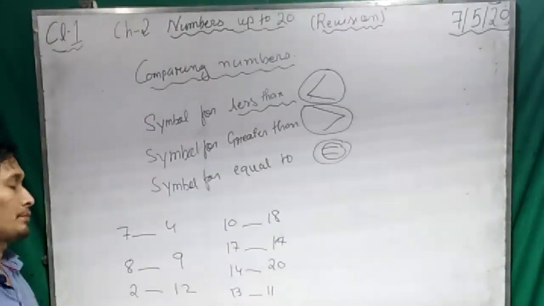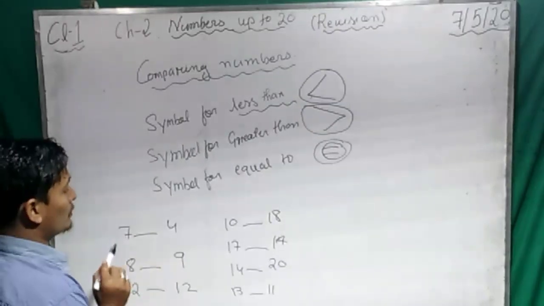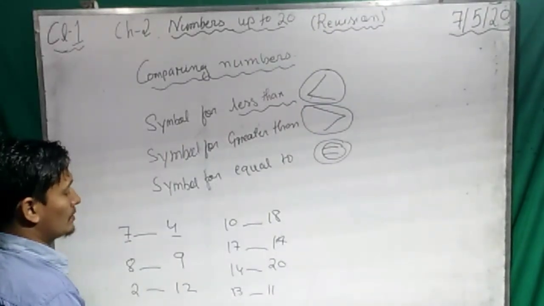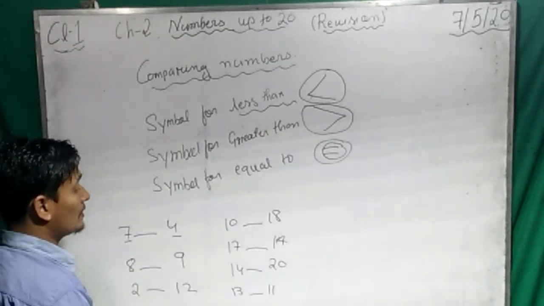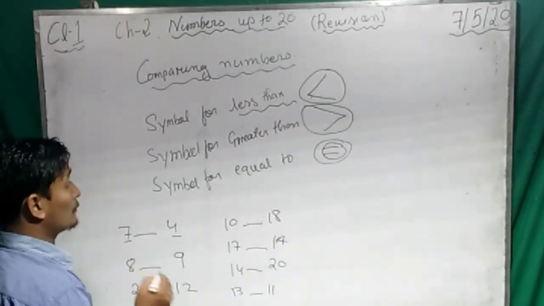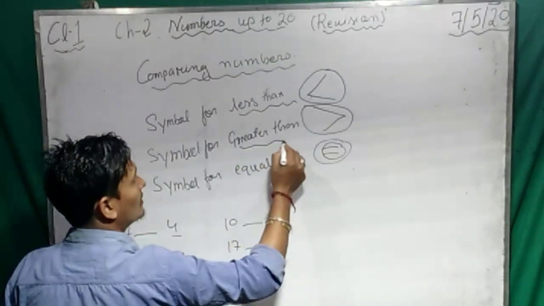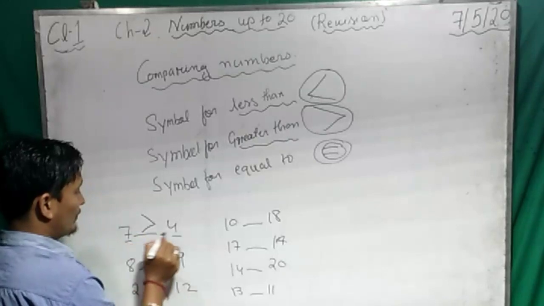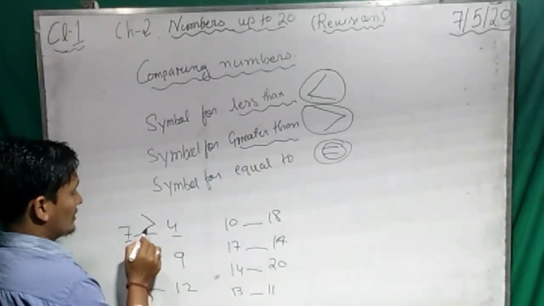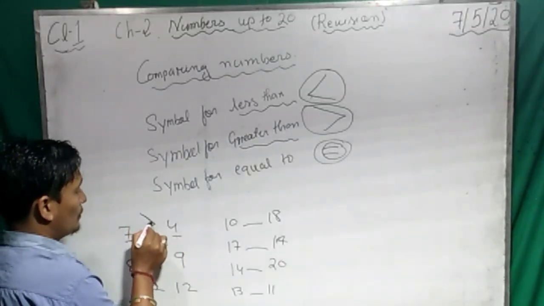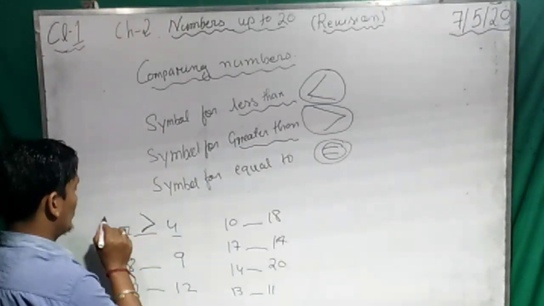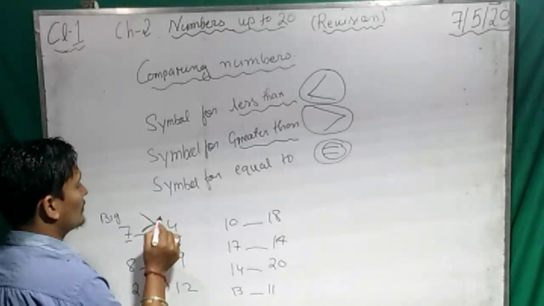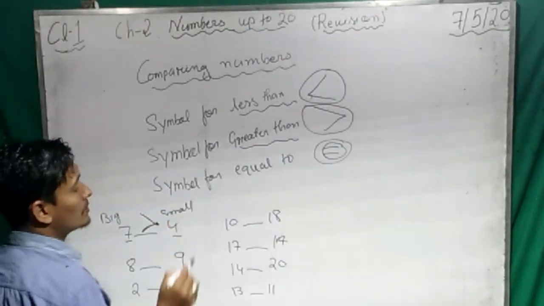Tell me. Okay? So see. First you see this number. What is this? 7. And what is this? 4. So which one is greater, 7 or 4? Yes. So which sign will you use? Greater than sign. Why? Because we are reading from left to right. That is, 7 is greater than 4. And the open mouth always shows the big number, and the closed mouth always shows the small number.